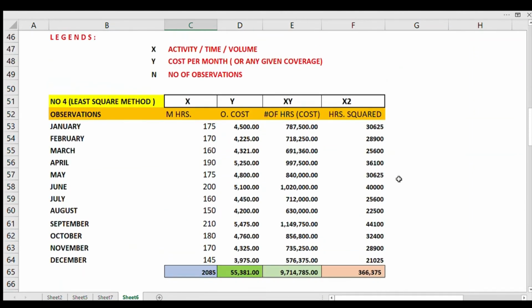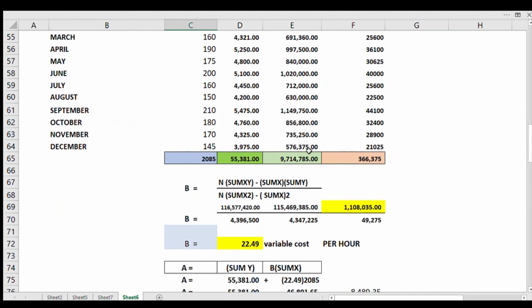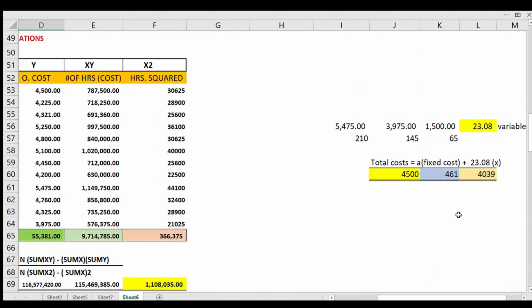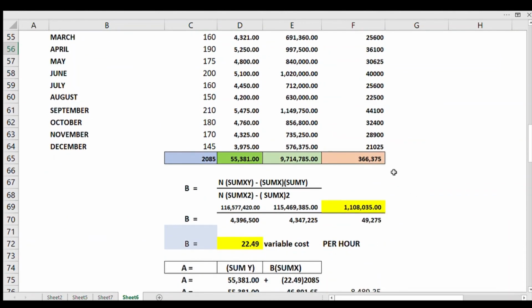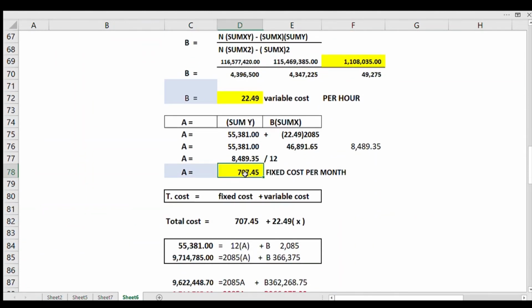least square, no? Again, ang ginawa natin dito, yung cost natin, sinegregate natin yung fixed or yung tinatawag na hindi nagbabagong cost, then doon sa variable na nag-depend doon sa activity. So again, ang nakuha natin na variable cost ay 22.49 per hour, as compared dito sa ating high and low, 23.08, by getting the high and low figures. As compared naman doon sa ating fixed cost, 707.45 naman ang nakuha natin dito, no?